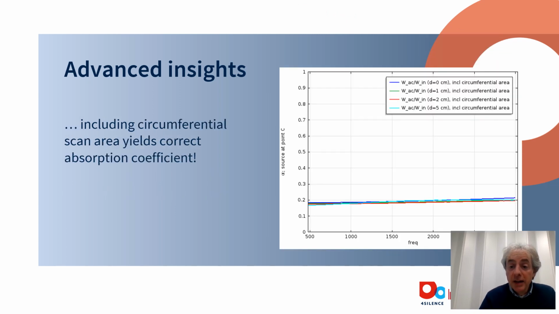And if you would do that, so you would include the circumferential scan area, then you get the right absorption coefficient. So for good absorbers, this is not necessary at all. But if you have really poorly absorbing absorbers, then you need to scan, including the side circumferential area, to capture that energy loss as well.